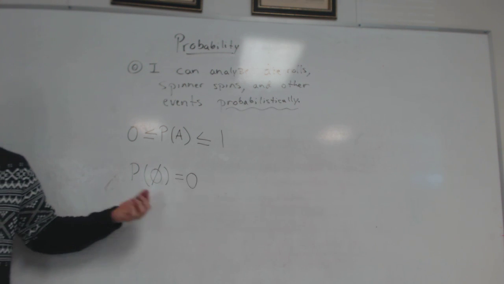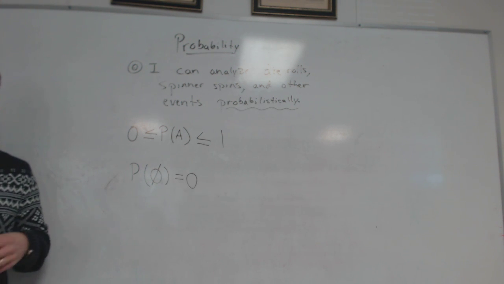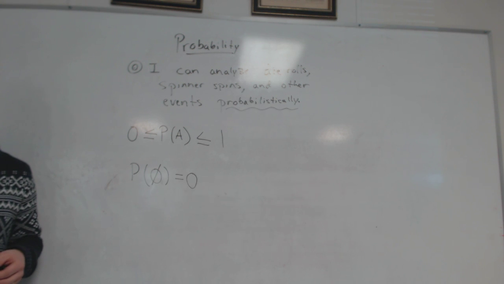Zero. But that's not really an event. It doesn't happen. There is no 0 on a six-sided die.